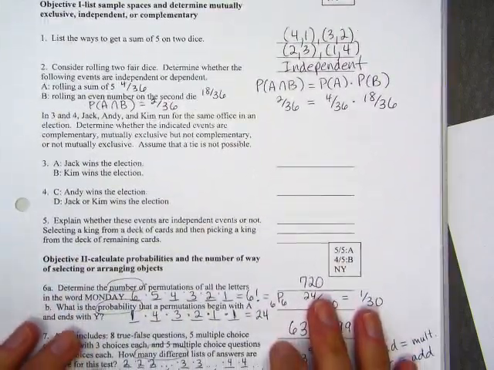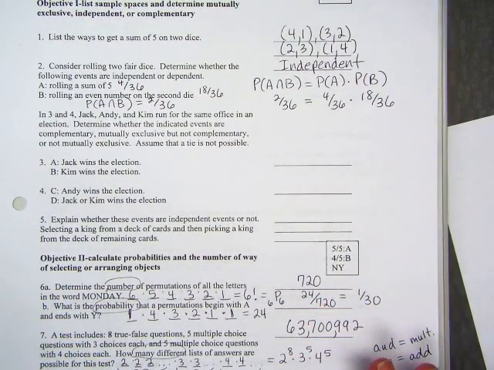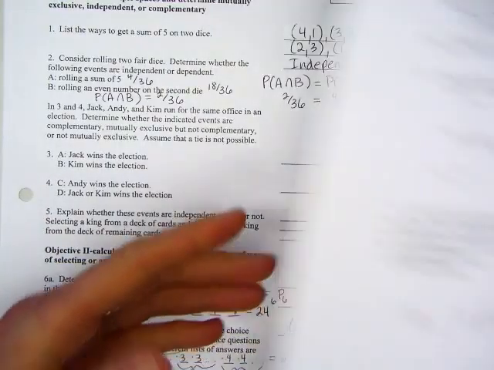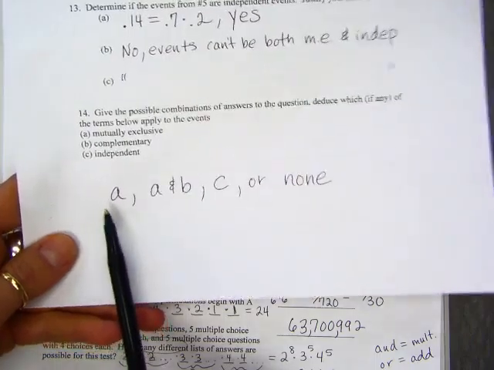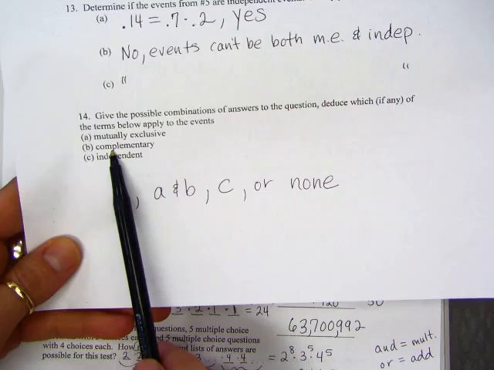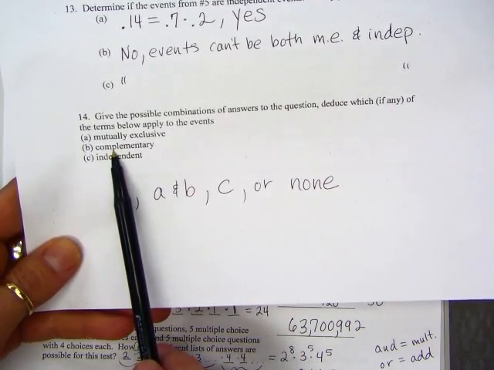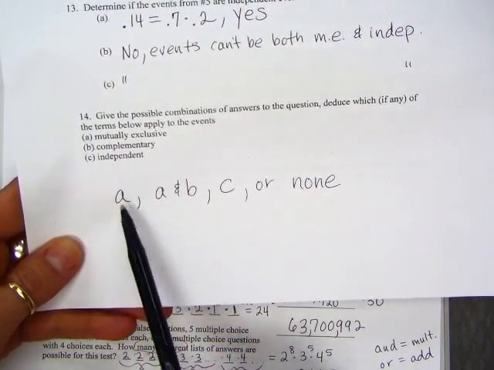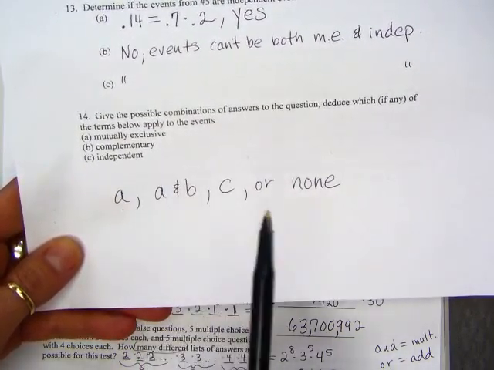Number 3 and 4, it says Jack, Andy, and Kim run for the same office in an election. Determine whether the indicated events are complementary, mutually exclusive but not complementary, or not mutually exclusive. If you remember on the end of this worksheet that I keep having us look at, we talked about the combinations of things that can happen. You can't be complementary without also being mutually exclusive. And you can just be mutually exclusive, or this one doesn't have the choice of independent.